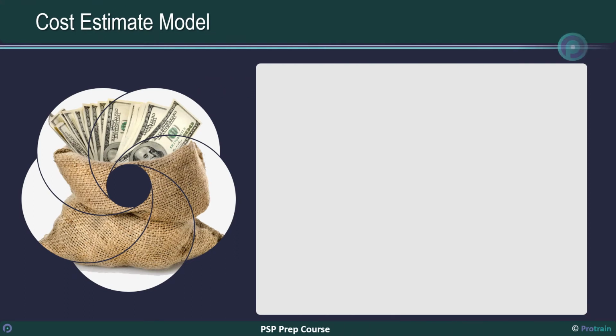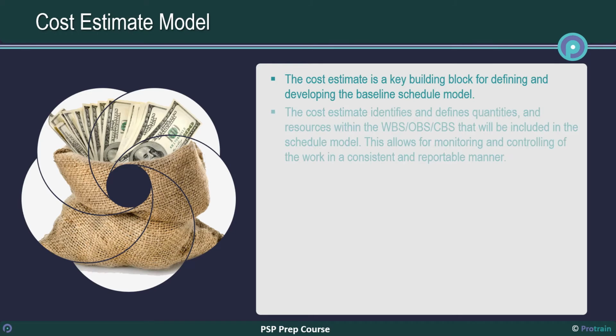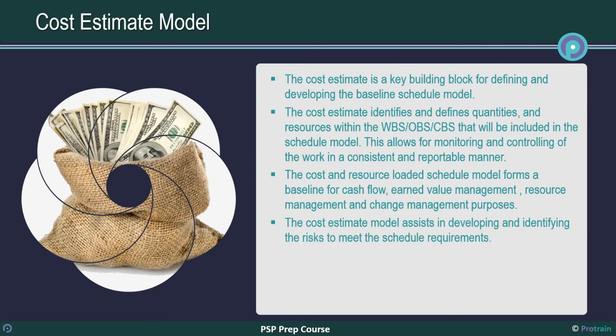Cost estimate model. The cost estimate is a key building block for defining and developing the baseline schedule model. The cost estimate identifies and defines quantities and resources within the WBS, OBS, CBS that will be included in the schedule model. This allows for monitoring and controlling of the work in a consistent and reportable manner. The cost and resource-loaded schedule model forms a baseline for cash flow, earned value management, and resource management and change management purposes. The cost estimate model assists in developing and identifying the risks to meet the schedule requirements.